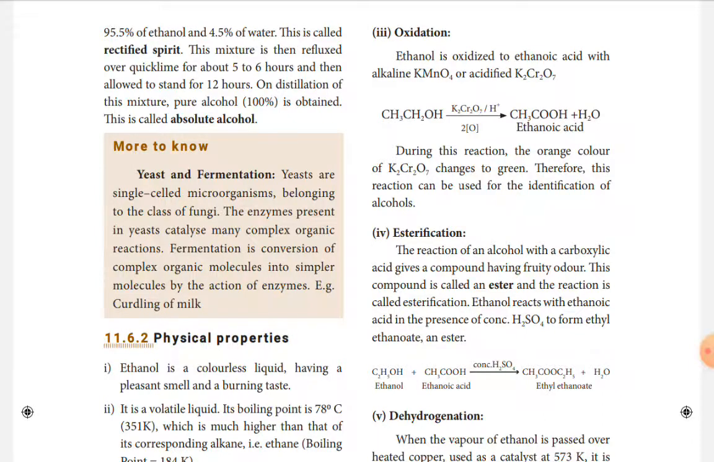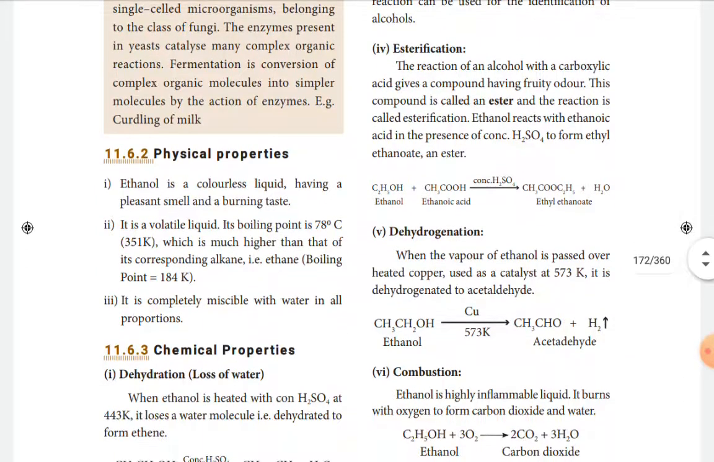Then the next one, dehydrogenation. Dehydrogenation is nothing but the removal of hydrogen. Dehydration is loss of water. First reaction, dehydrogenation is removal of hydrogen from the ethanol. From a molecule of ethanol, hydrogen is removed when it is heated in the presence of the catalyst copper at 573 Kelvin.